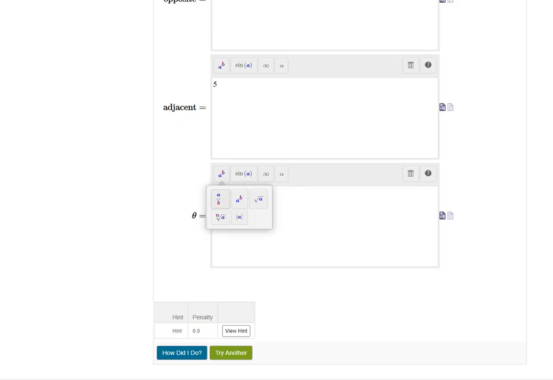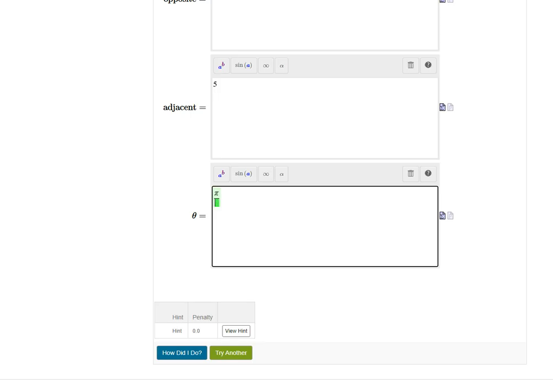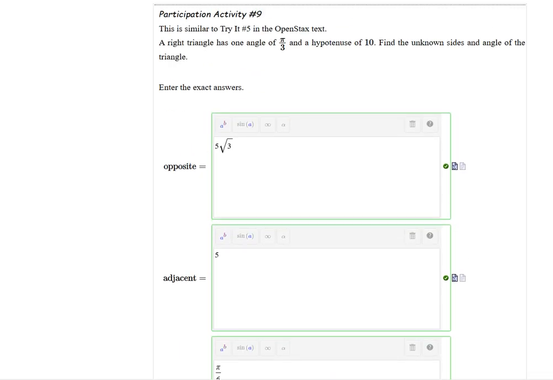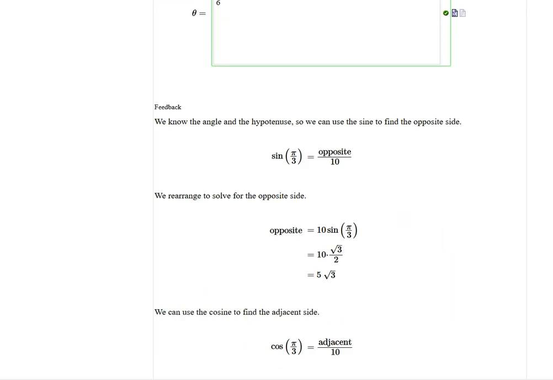So I need the fraction, and my numerator would be pi, which is right there. And then my denominator is a 6. Now do you like it? Finally. There we go. Those directions were not very clear. Just find the unknown sides and angle of the triangle. I guess unknown must go with both sides and angle. I didn't read it that way when I read it the first time, so whatever. I got it right. There you go.